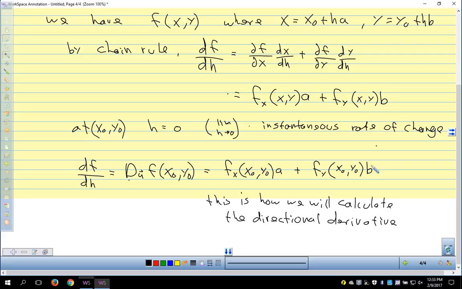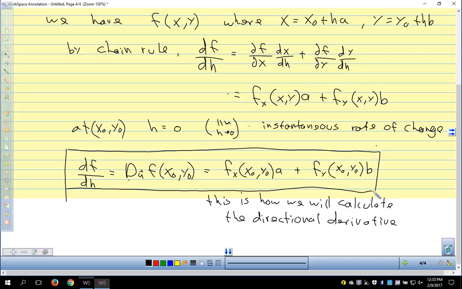Now, I'm going to stop in just a second. This is where I wanted to get: how we're going to calculate our directional derivative. This concept of the directional derivative is going to be very important. This quantity that we have here, we're going to use in ways that you can't imagine right now. It's going to give us a lot of useful information.